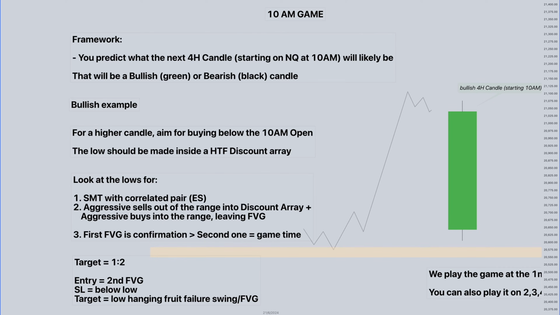In this video, we're going to talk about the 10 a.m. game. This is an entry model I'm using on a 1 minute to scalp NASDAQ every single day. You can use the same model on the Forex pairs because you're basically using the next 4-hour candle as short drawn liquidity. First, we're going over the framework and then we're going to look at some examples in the chart.